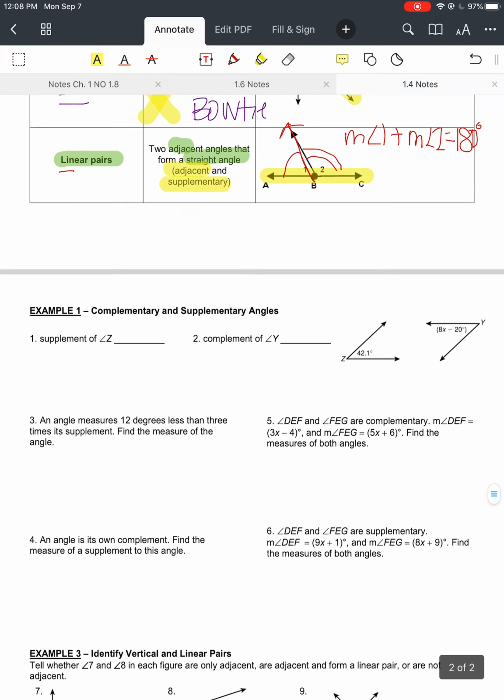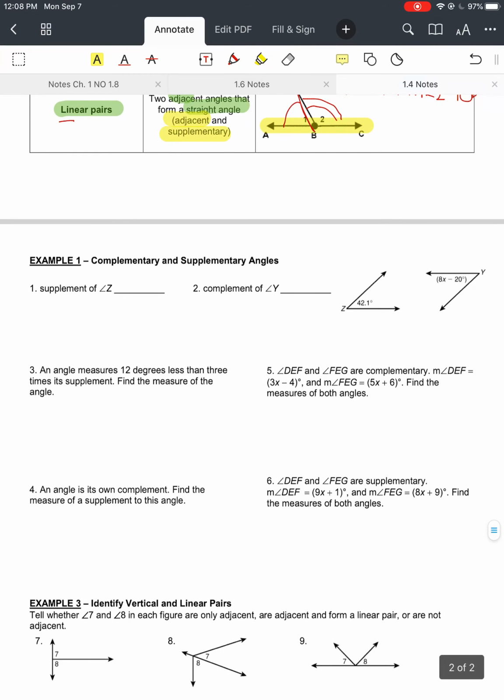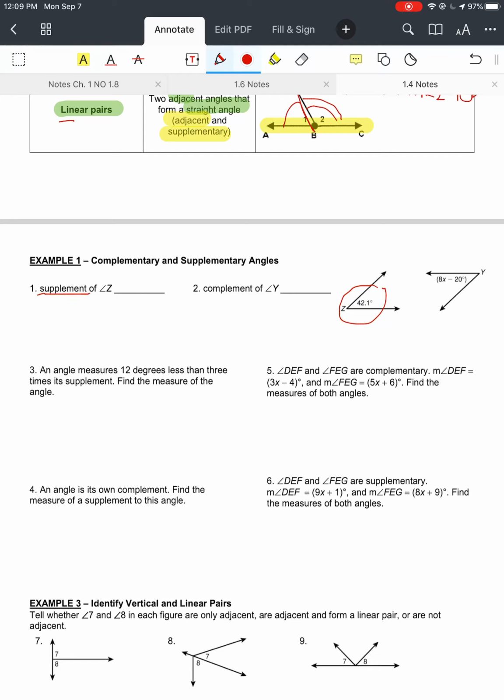All right, so now let's start with some examples. Example 1 is about complementary and supplementary angles. It wants us, number 1, to find the supplement of angle Z. Well, here's angle Z, and it told me it was 42.1. Supplement and supplementary are the same thing. It means that they have to add to 180.